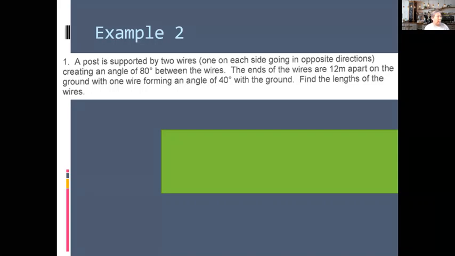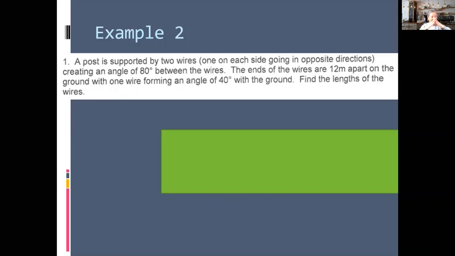So a post is supported by 2 wires, one on each side going in opposite directions. So imagine there's a post in the middle, and from the top of the post there are 2 wires going opposite like this. So the situation looks like this. The post is in the middle, and 2 wires from the top of the post go in opposite directions so that it supports that post just standing.